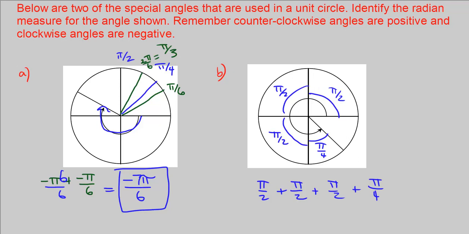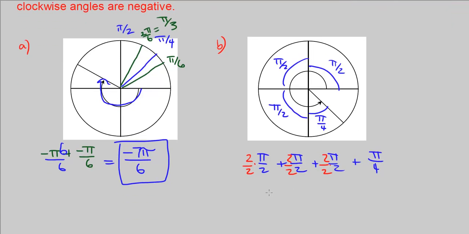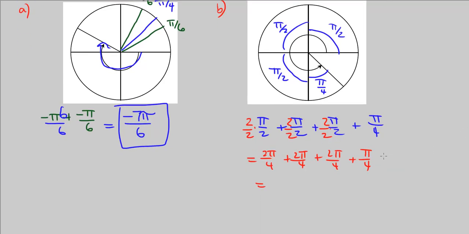So now we just need to find a common denominator, and that would be 4. Because if we multiply each one of these by 2 over 2, we multiply across, that's going to equal 2 pi over 4 plus 2 pi over 4 plus 2 pi over 4 plus pi over 4. Now if we add the numerators, since we have a common denominator, we get 2 pi plus 2 pi is 4 pi plus another 2 pi is 6 pi plus pi is 7 pi over 4.